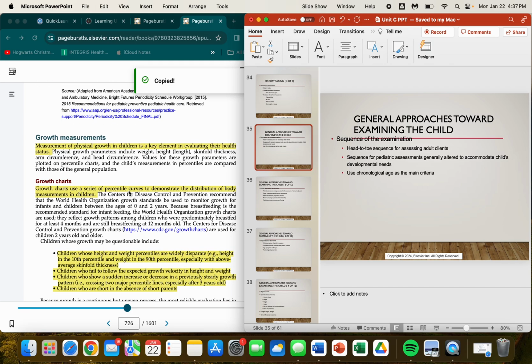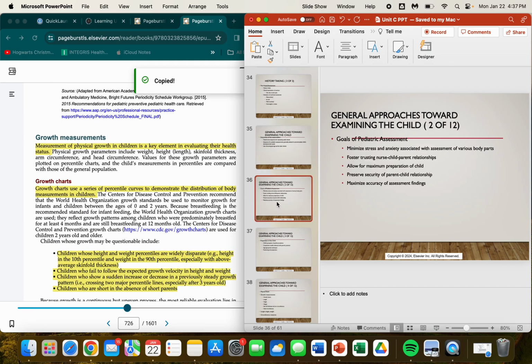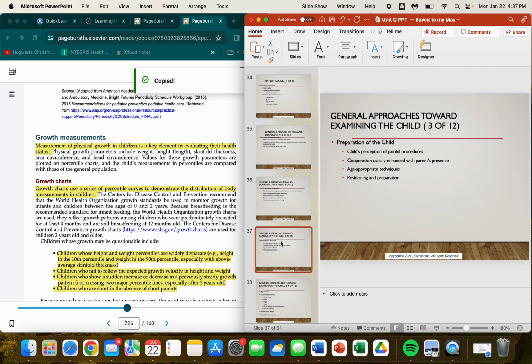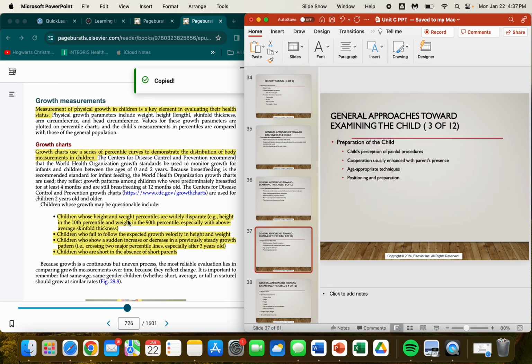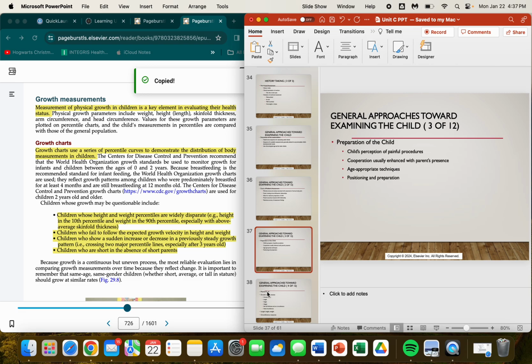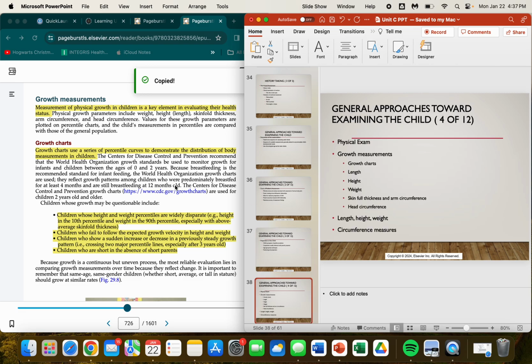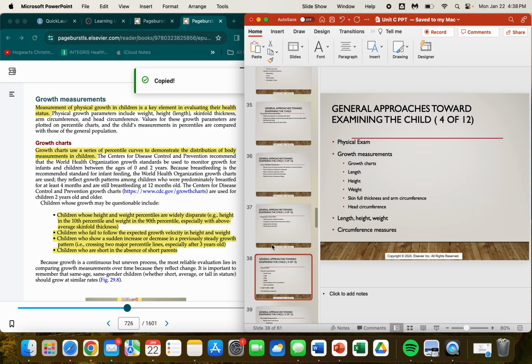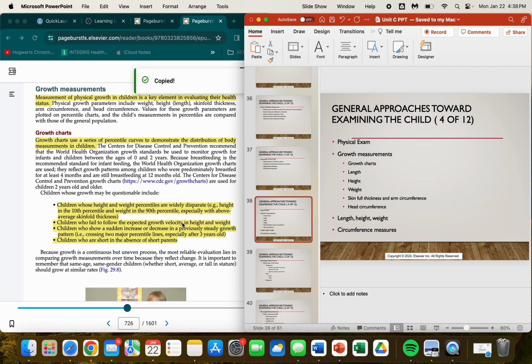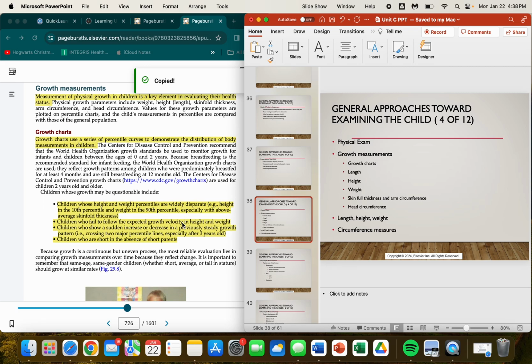We just went over that slide, but this is the part that talks about growth measurements. When we talk about growth measurements, whenever we're talking about kids, they use growth charts to determine what percentile that child is in based on the distribution of their measurements.